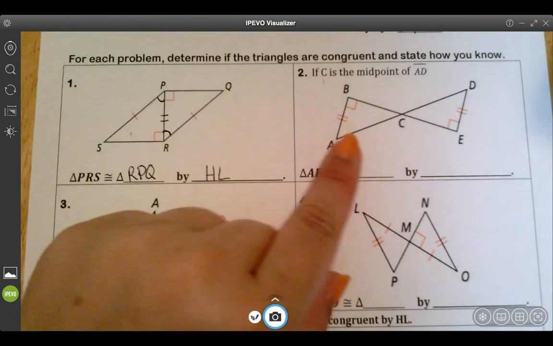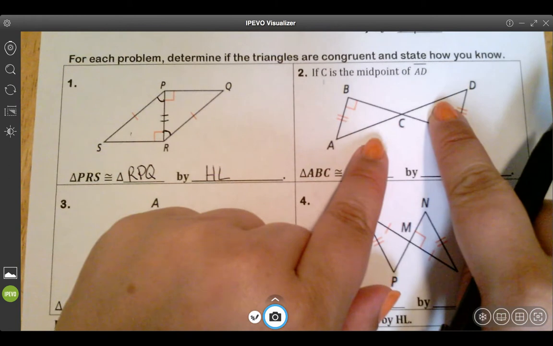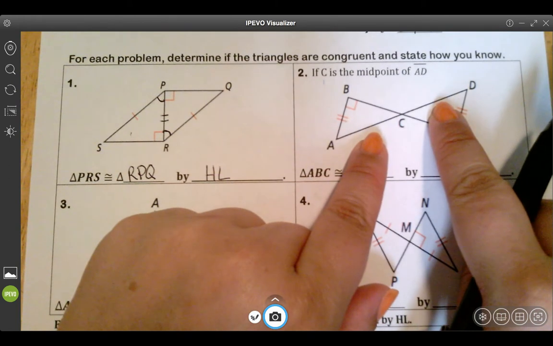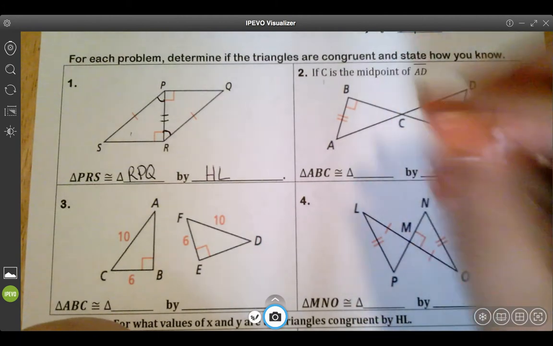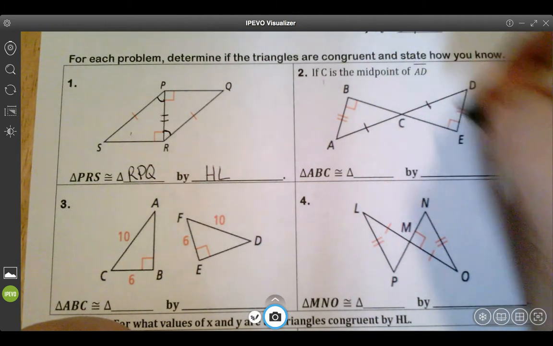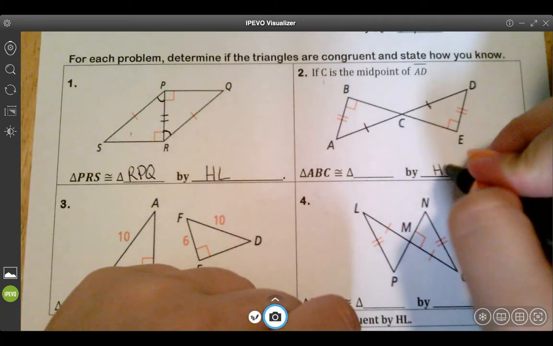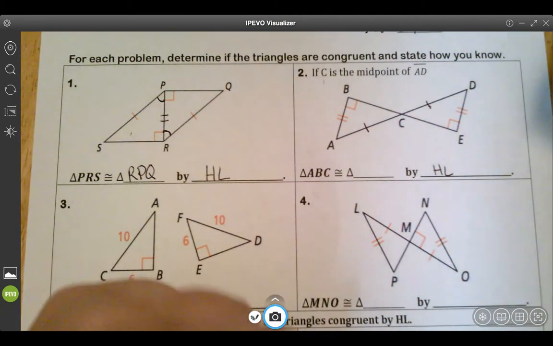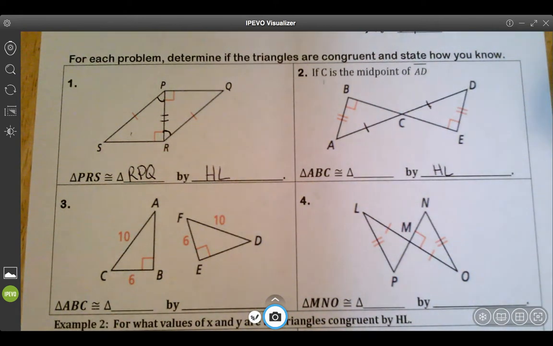On number 2, we have a right angle. We have congruent legs. We need congruent hypotenuse if we want to use hypotenuse leg. We have that C is the midpoint of AD. That will give us our congruent hypotenuse. And so we have hypotenuse leg. It satisfies. I need the hypotenuse. If I have 2 legs and a right angle, that will be side angle side. So not all right triangles use hypotenuse leg.